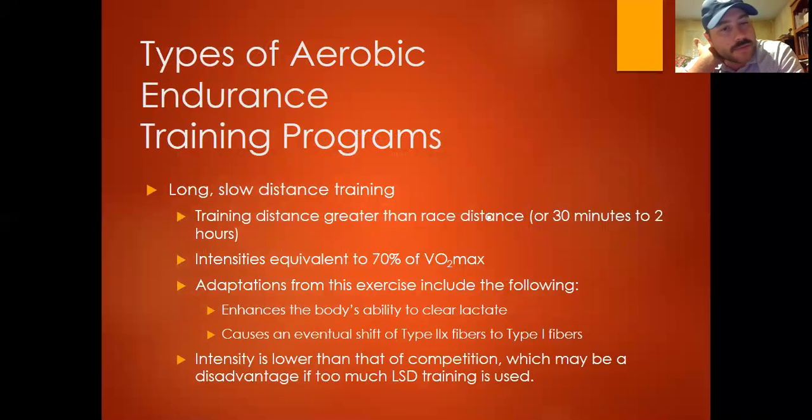So when we look at the types, long, slow distance, you need to train at race distance or greater, or 30 minutes to 2 hours, pretty much. And I say 2 hours because if you're just a normal average person running a marathon, I hate to break it to you, you're not going to train and get into 2 hours in your first one. You're probably looking at about a 3 to 3.5 hour race. So that 2 hours kind of doesn't apply there.